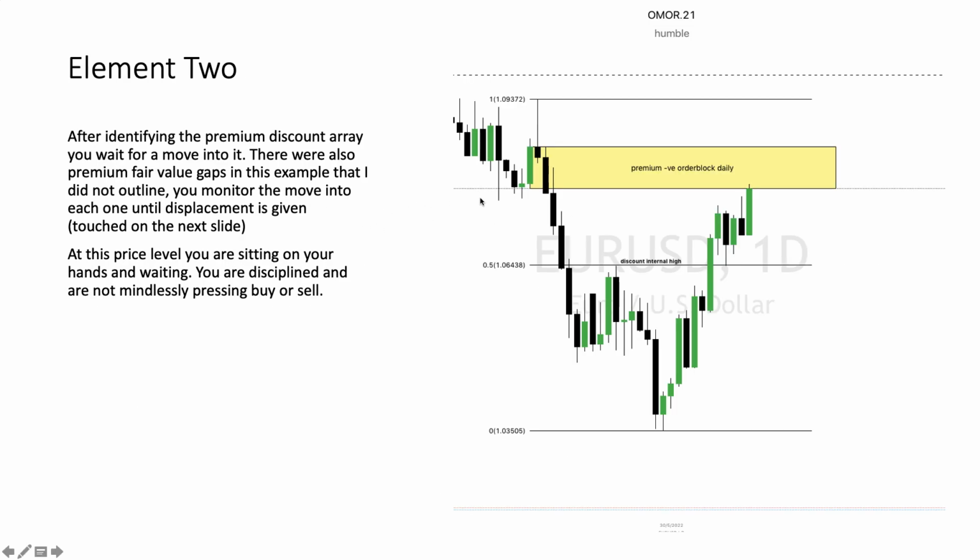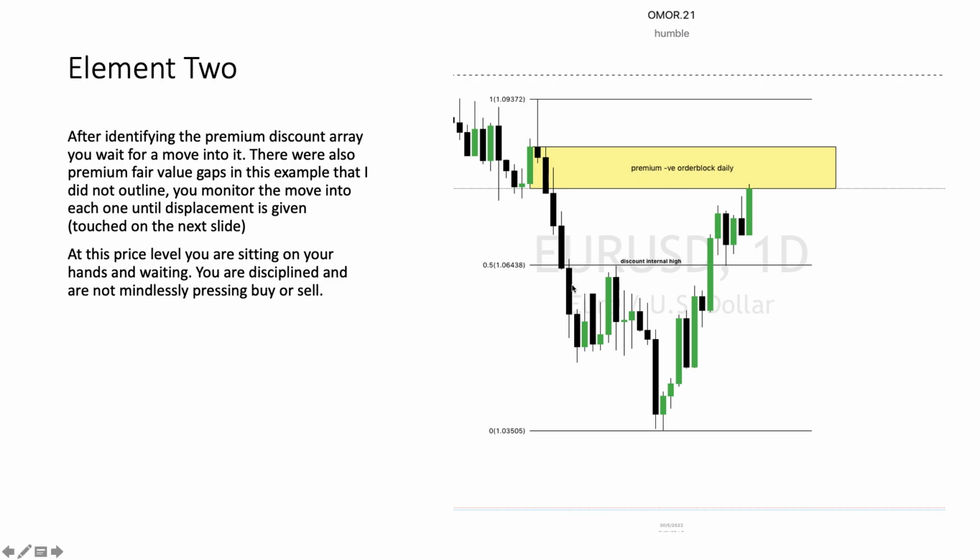So element two, after identifying the premium discount array, you wait for a move into it. There were also premium fair value gaps here and one here that I didn't outline, and you're monitoring the move into each one until displacement is given. And displacement is going to be touched on the next slide.